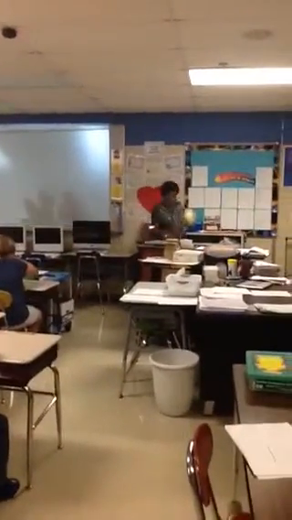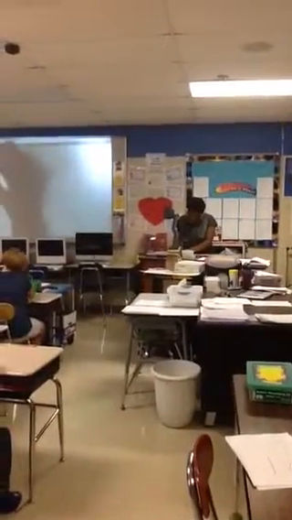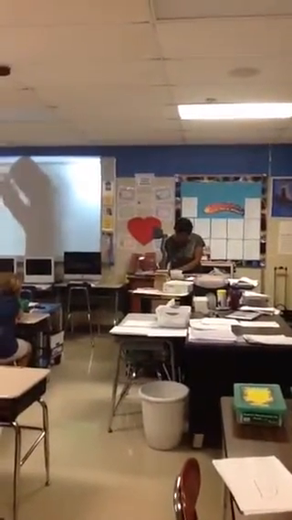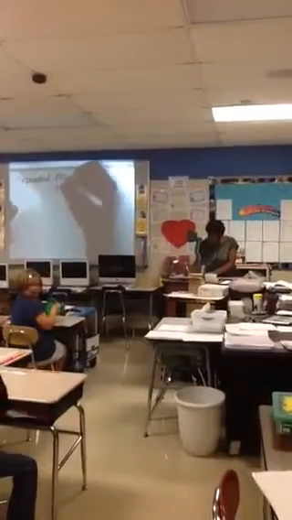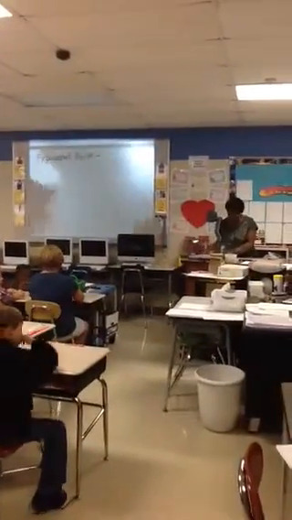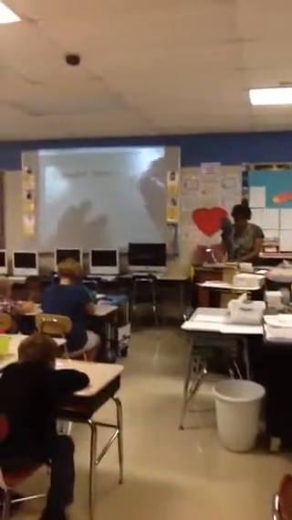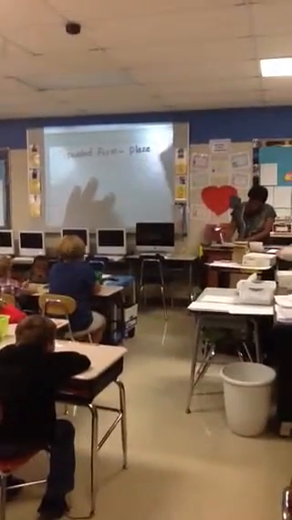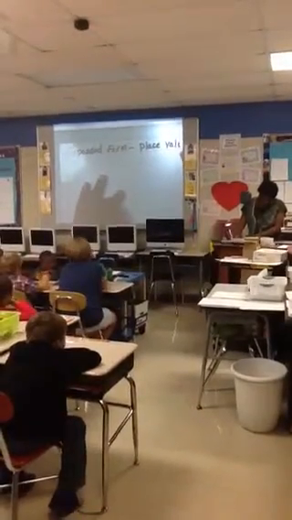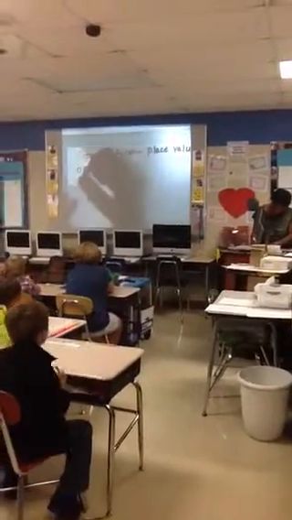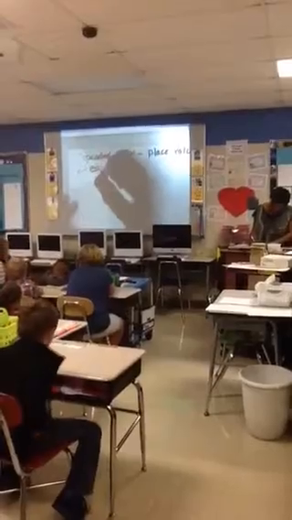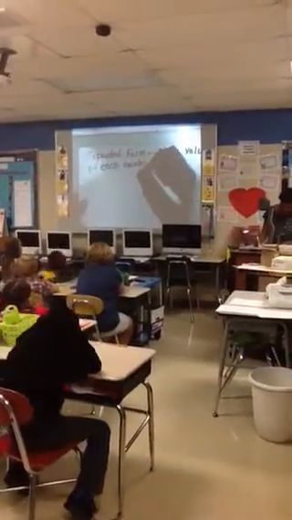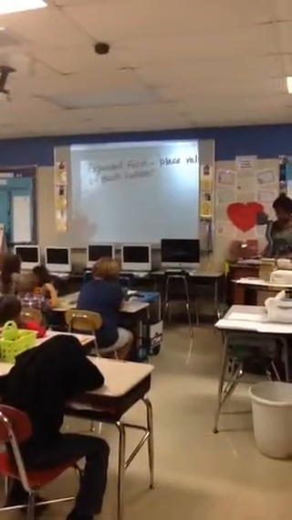The definition of expanded form is basically just saying that we want the definition, the value, the place value of each number. So we're showing the place value of each number.